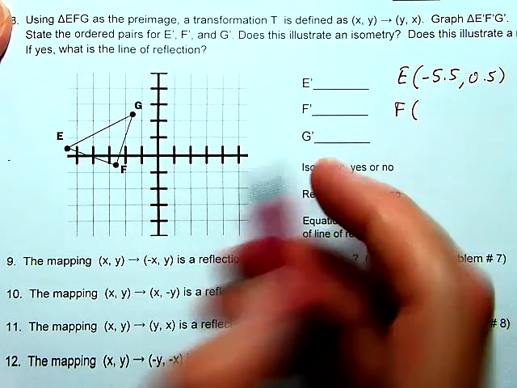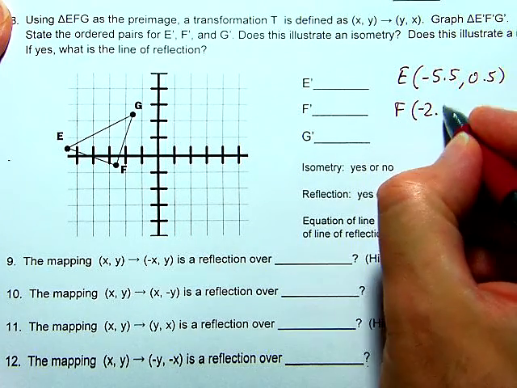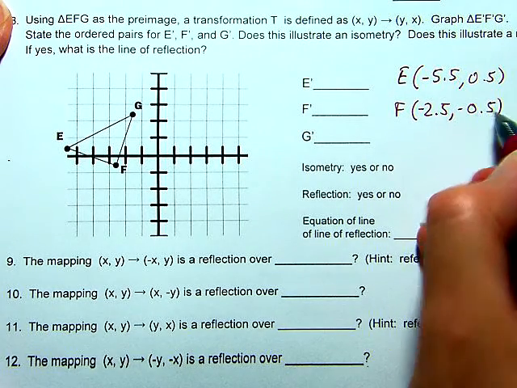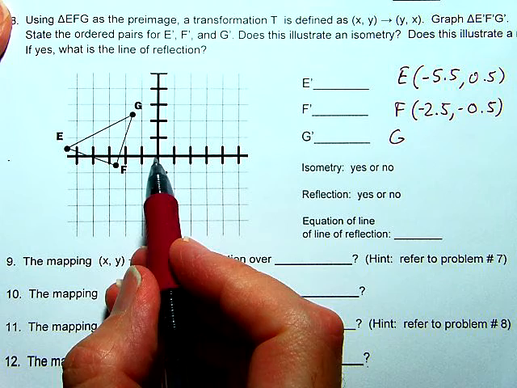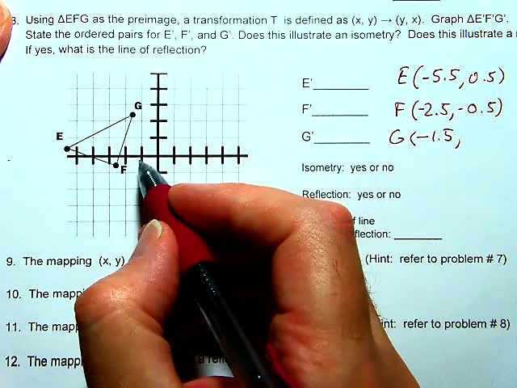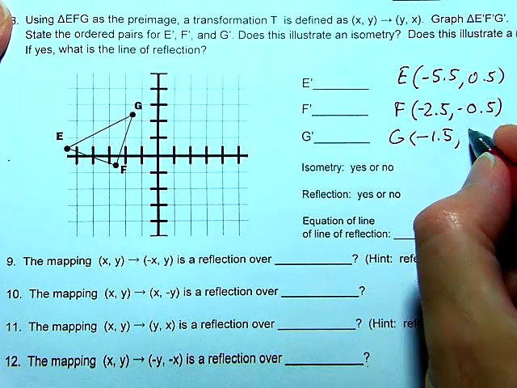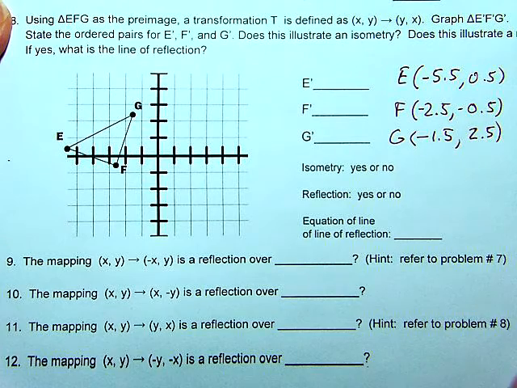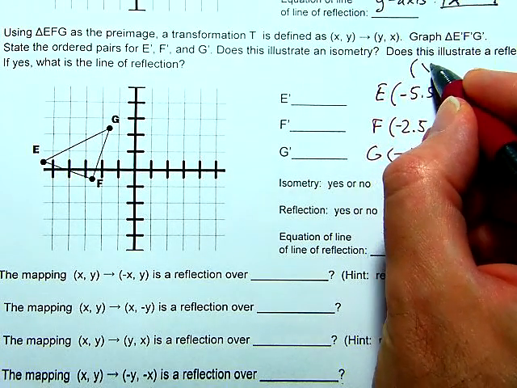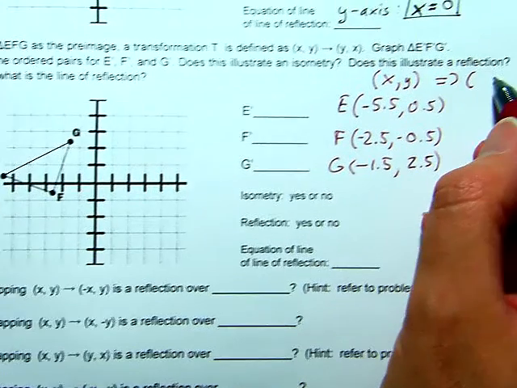Point F is going to be on the x-axis -1, 2.5, -2.5, and then it is down 1/2 on the y, it's -0.5. And point G on the x-axis is -1.5, and on the y-axis it is 1, 2.5 in the positive direction, 2.5. So these are our coordinates, and we've got to transform these using the transformation x comma y becomes y comma x.